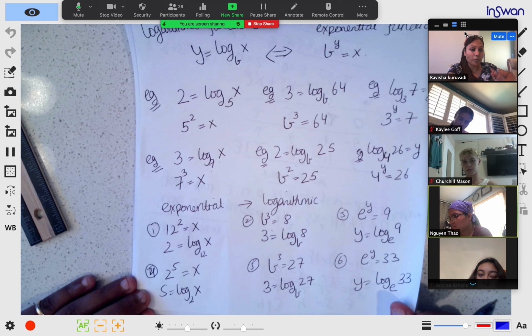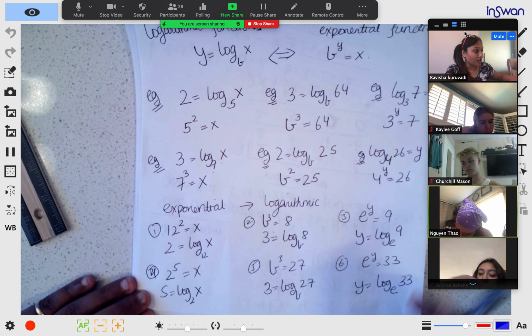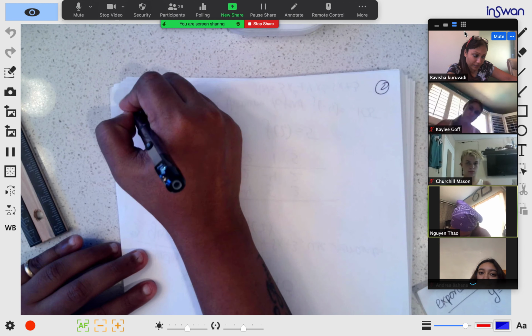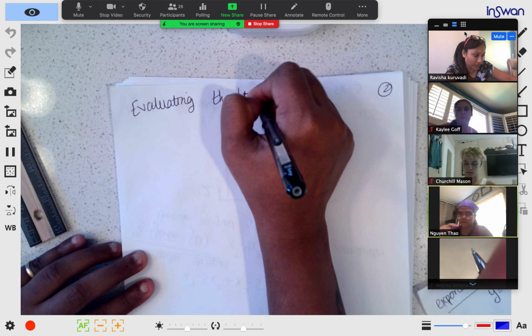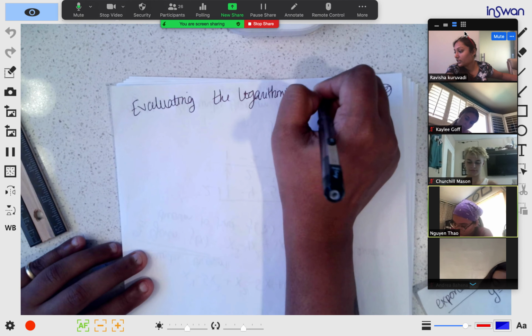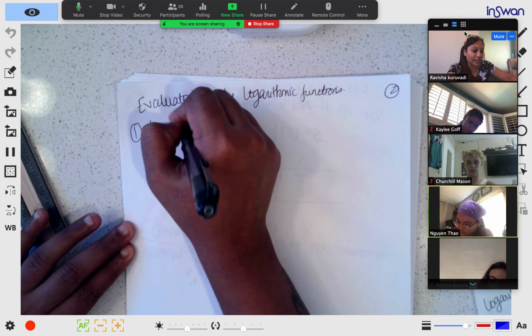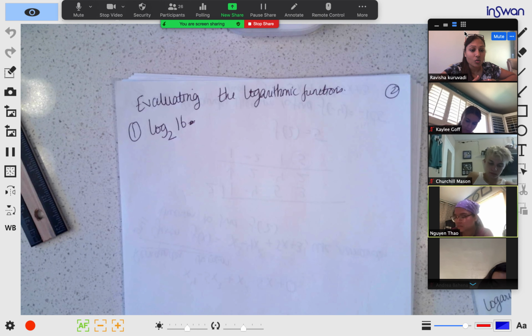So this is how you convert from logarithmic to exponential and exponential to logarithmic. This whole chapter you really need to know how to convert these from exponential to logarithmic and logarithmic to exponential. Now the topic is evaluating the logarithmic functions. For example, if I say log base 2 of 16 is equal to, you have to find the value of this.